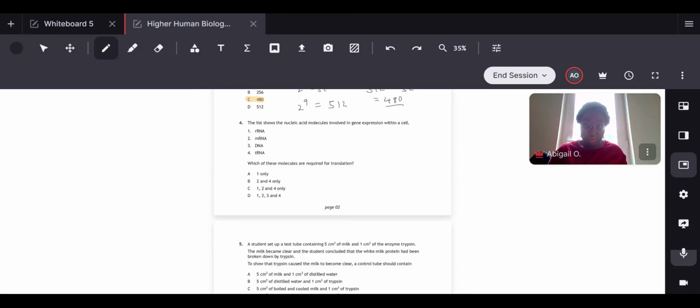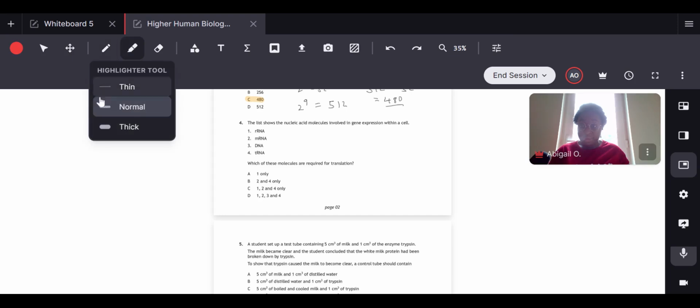Okay, so question number 4. The list shows the nucleic acid molecules involved in gene expression within a cell. You've got RNA, rRNA, mRNA, DNA, and tRNA. And your question is, which of these molecules are required for translation?